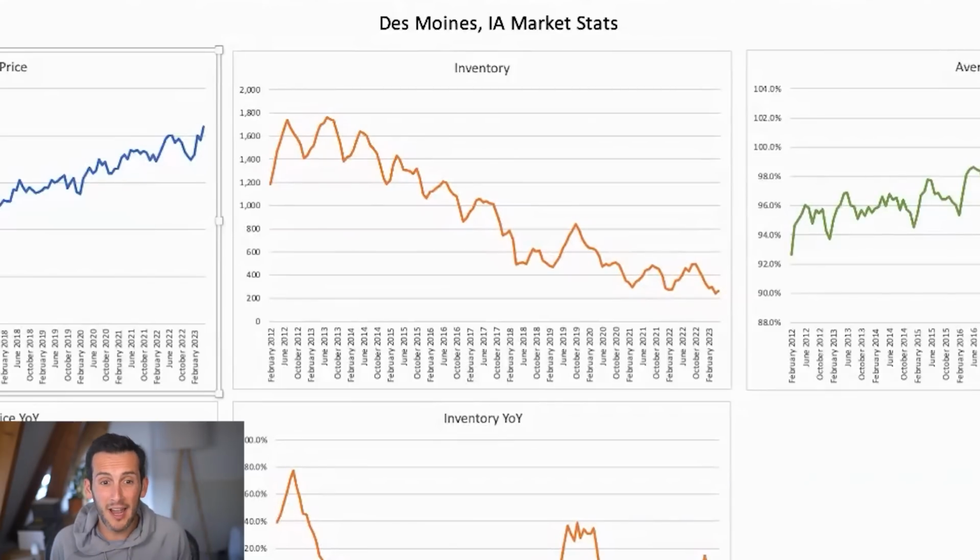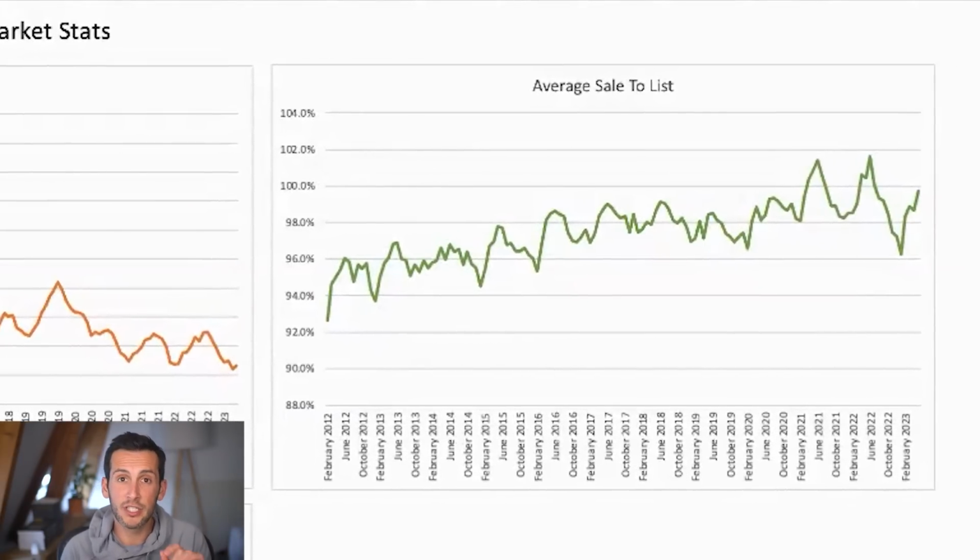So not a lot of houses for sale in Des Moines, but we also just saw that population was growing in Des Moines. So that creates a lot of ingredients for housing prices to go up over the long run. I'm not saying in the next few months it's not going to correct or adjust, but over the long run, that does bode well for housing prices. The last thing I want to show you here is the average sale to list ratio.